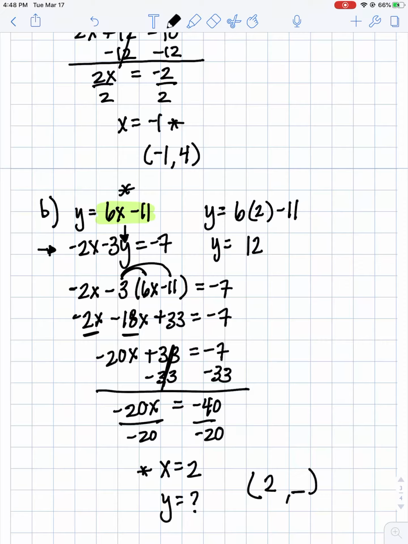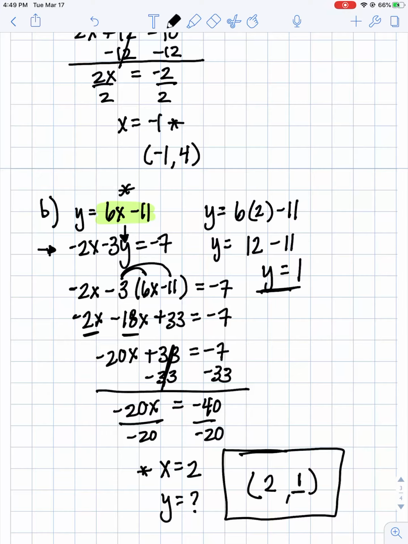Y equals 6 times 2. 6 times 2 we know is 12 minus 11. So y equals 12 minus 11, and 12 minus 11 is 1. So we now know y. Y is 1. So what's the ordered pair? The ordered pair is 2, 1.